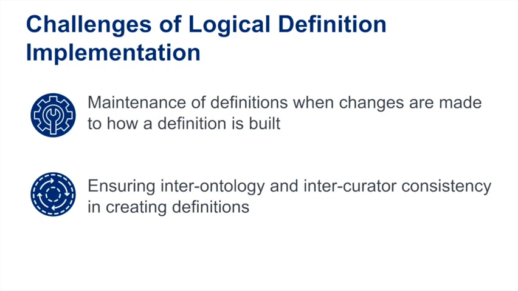And then the other problem is, because there are a lot of moving parts and a lot of underlying ontologies that you can pull from, you can end up with both inter-ontology and inter-curator, and honestly, intra-ontology inconsistencies in creating the definitions.